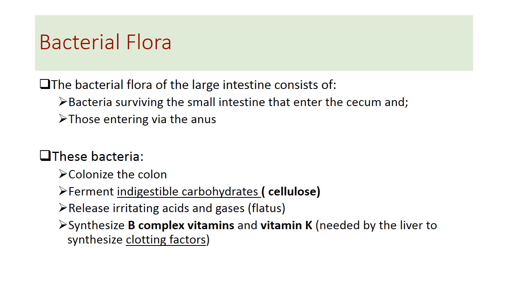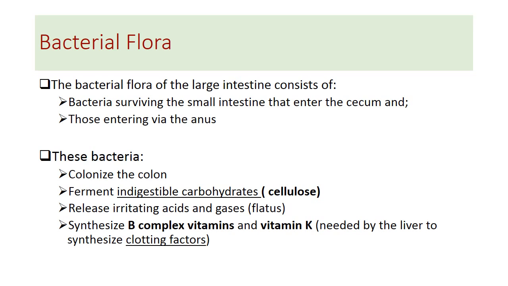Also, the anus, because it's open to the outside world, provides another avenue by which bacteria can enter the large intestine. So these bacteria will colonize the colon, and they can ferment the indigestible carbohydrates that will enter into the large intestine. So remember that cellulose is a plant fiber that we can't break down. And so that will be in the large intestine, and these bacteria can use these carbohydrates as a food source.